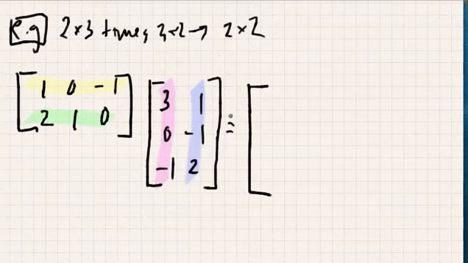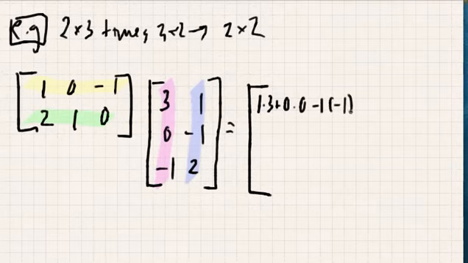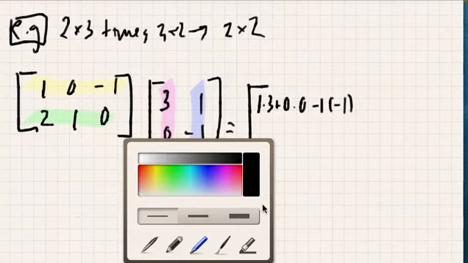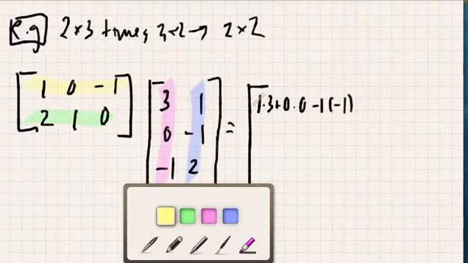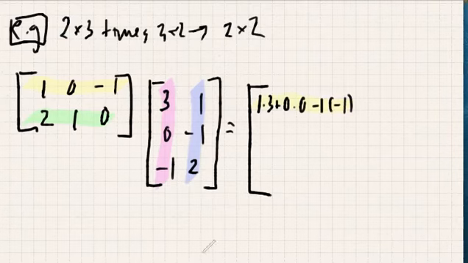So what do we get? The first entry is the first row times the first column. So I get 1 times 3 plus 0 times 0 minus 1 times negative 1. So this times this gives me this. Let me highlight that just to see what that looks like. That's yellow and purple, which gives me sort of an orangey color. Okay, maybe that makes sense.